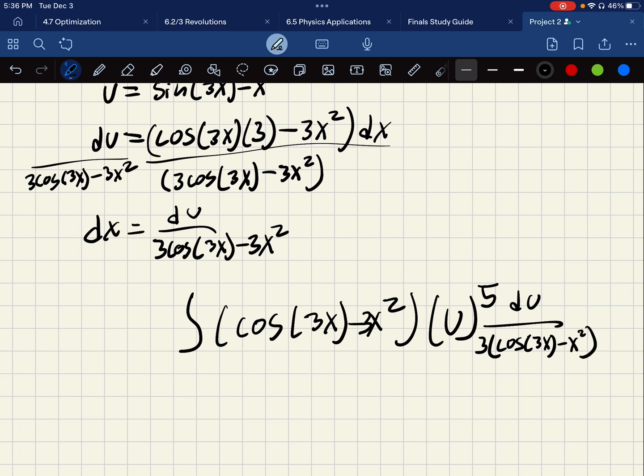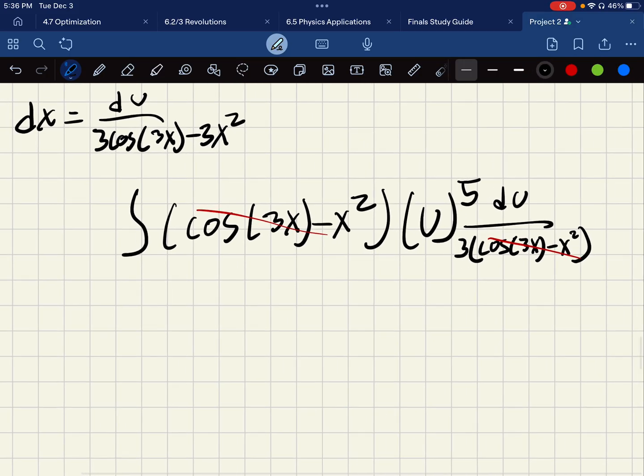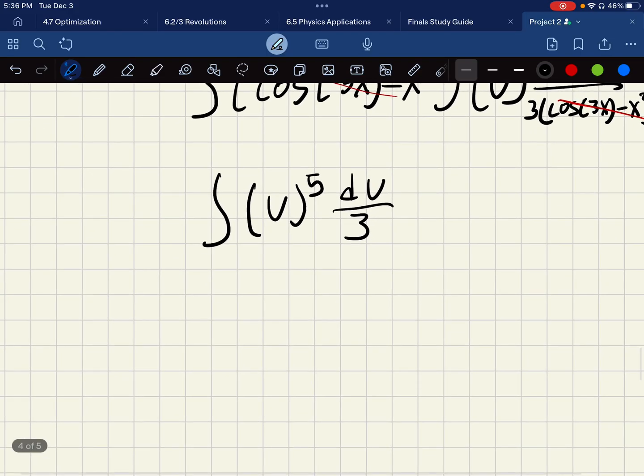Bam. Now we can see that these two terms cancel. Let me put that in red. Bam, bam. Just like that. Oh, I did not forget a 3 there. Whoopsies. Okay, so now we are left with the integral of u to the 5th power times du over 3. So now we can just bring this 3 to the outside like we did last time. So do 1/3 integral of u to the 5th power.